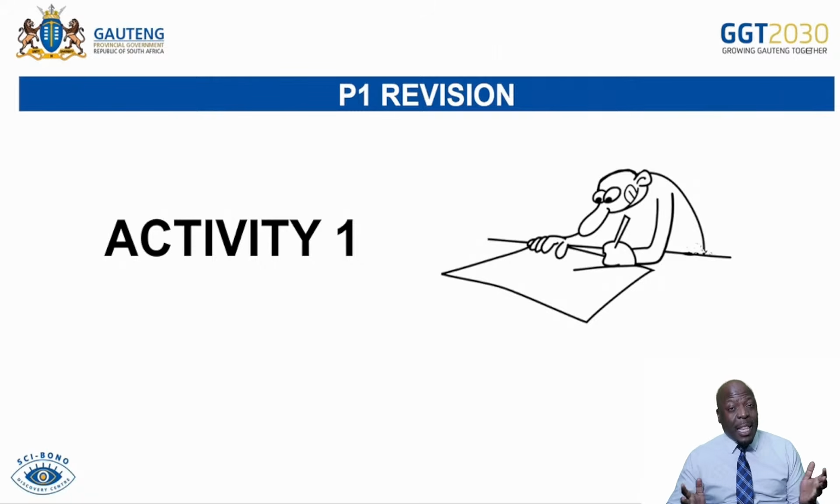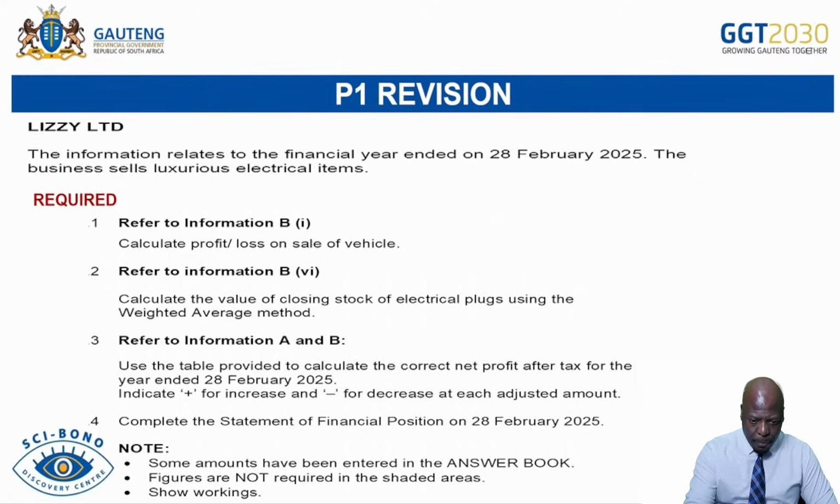So we're going to do activity number one together. I picked an activity which is going to test two things: the statement of financial position together with the correct net profit calculation. Let's see what we have.